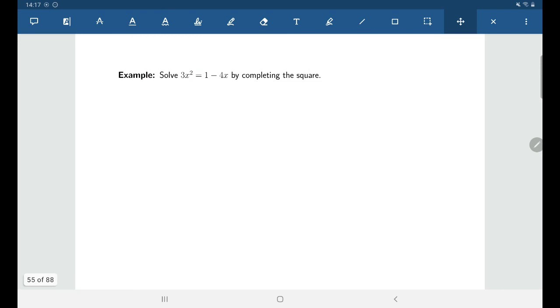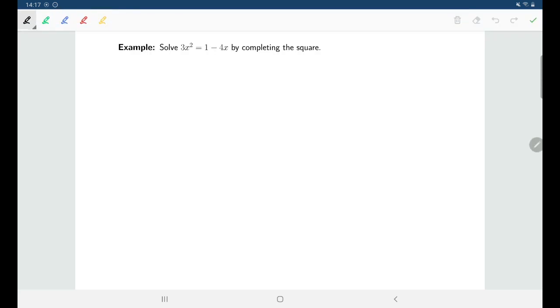I've got an equation here, a quadratic equation, 3x squared equals 1 minus 4x. And so first thing I'll do is I'll rewrite it with everybody on one side. 3x squared plus 4x minus 1 equals 0. Okay, so the first thing that I'm going to do is factor out the 3 just from the x terms. The 1 is not going to be part of this, so I'm just going to leave it alone. But from the first 2 terms, I'll factor out 3.